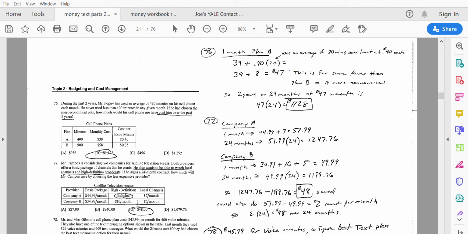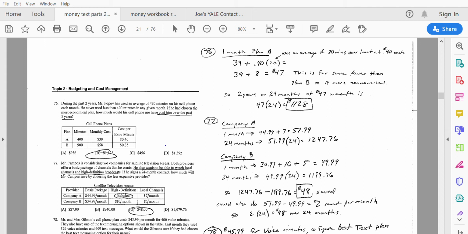Now it's asking how much would it cost him over the past 2 years. So 2 years is 24 months, $47 a month. We take the 47 times 24, and we get $1,128, which is letter B.